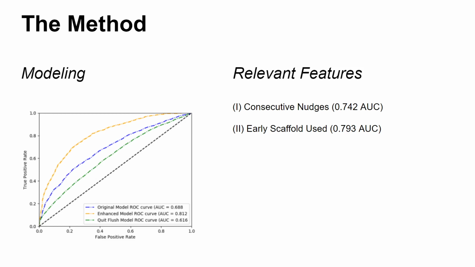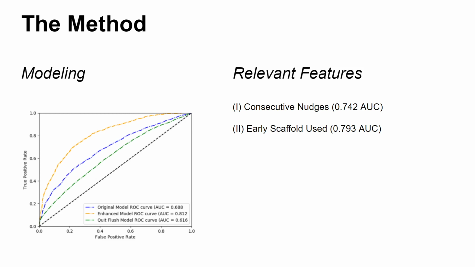And on the right are the two features that contributed to this increased performance of the enhanced model: the consecutive nudges feature, which we described earlier, and early scaffold use, cases where the student uses a learning scaffold less than a third of the way into a new attempt. The AUC in parentheses for both of these features is the AUC of the enhanced model if this feature was held out. In other words, it's the performance gain that this feature is responsible for in the overall model.